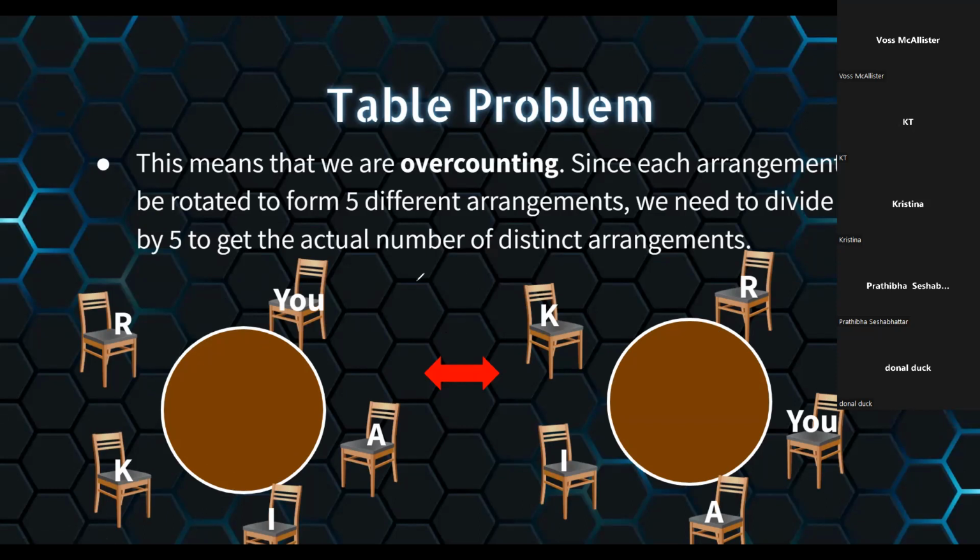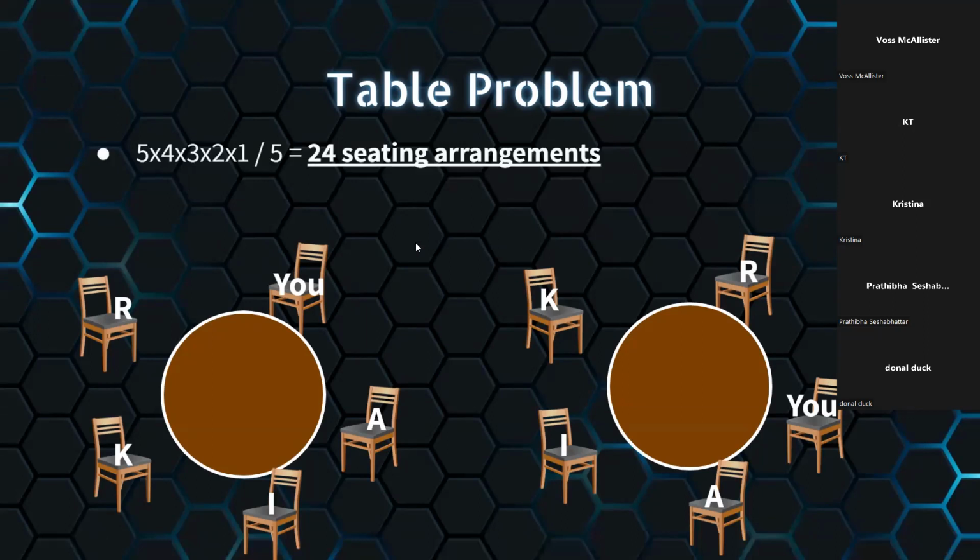Oh, so we don't count rotations. We're not counting rotations, they're the same. They don't count as different ones. Okay. Yep, that's exactly right. So we need to divide 5 factorial, which is 120, by 5 to get the actual number, which is 24. This is because, remember, rotation, same thing, okay? We only care about who's sitting next to who.